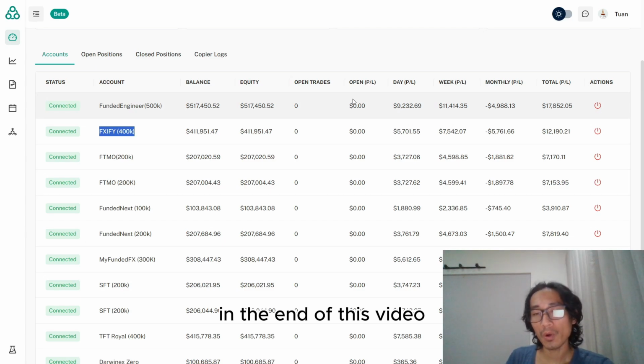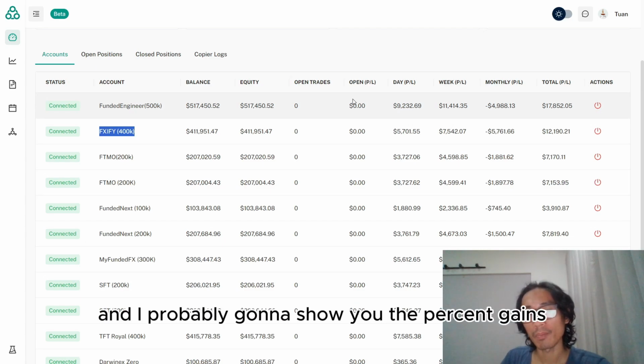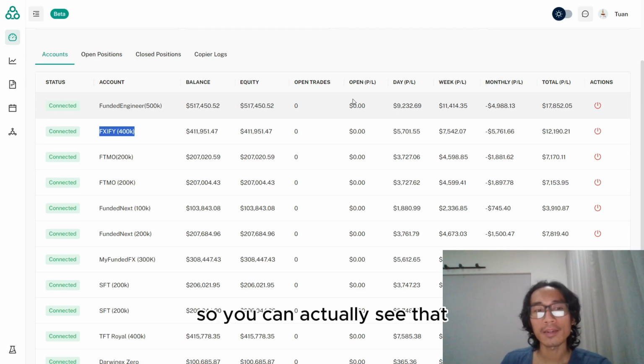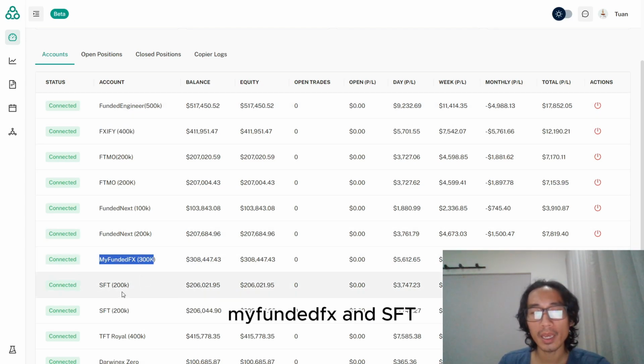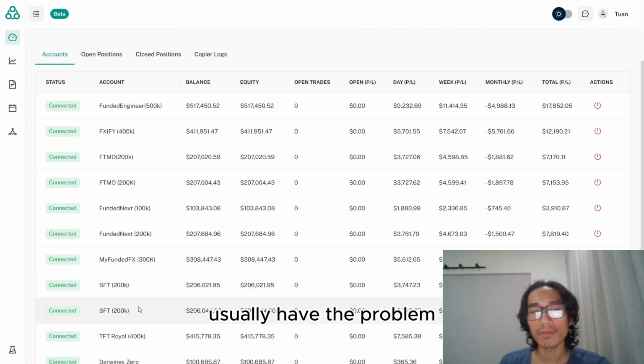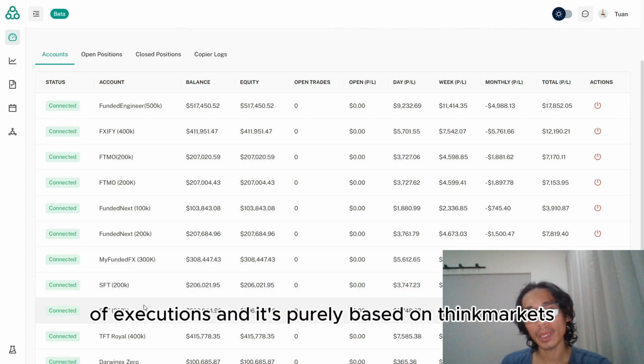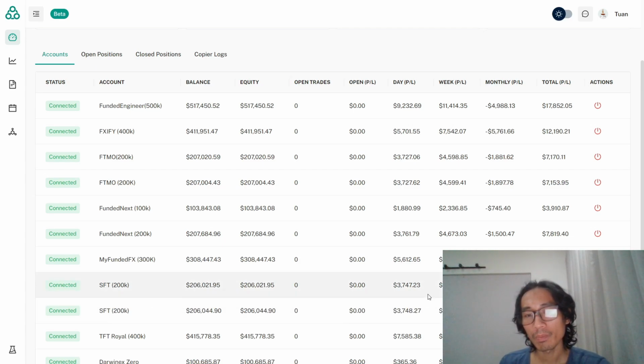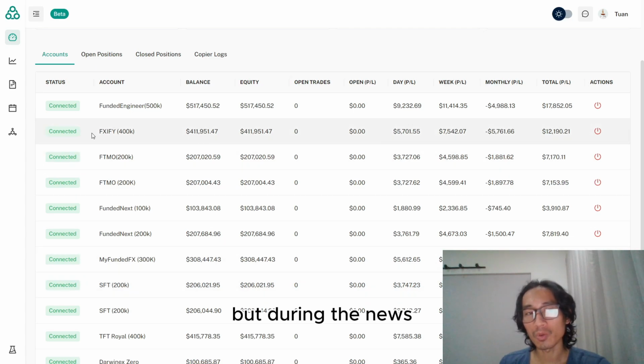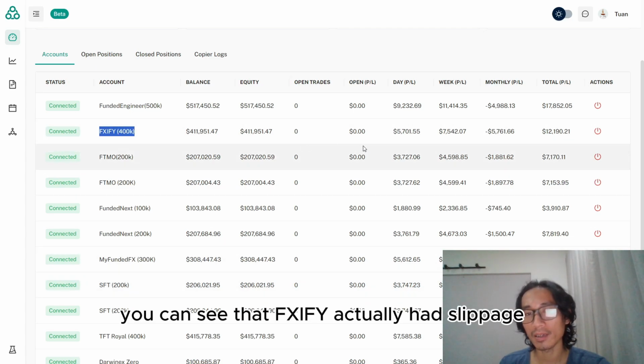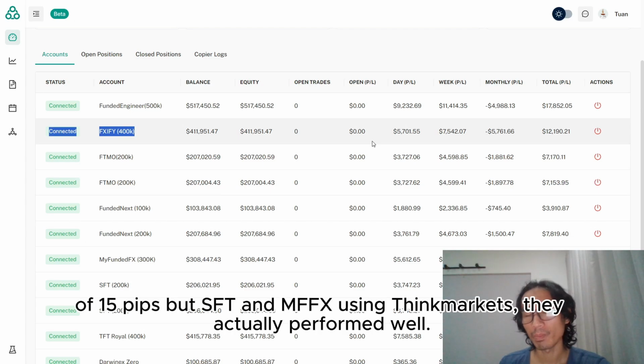At the end of this video, I'm going to do a quick recap, and I'm probably going to show you the percent again. So you can see that my FXIFY and FTT usually have the problem of execution, and it's poor compared to ThinkMarkets. But during the news, you can see that FXIFY actually had slippage of 15 pips, but at FTMO and my FX using ThinkMarkets, it actually performed well.